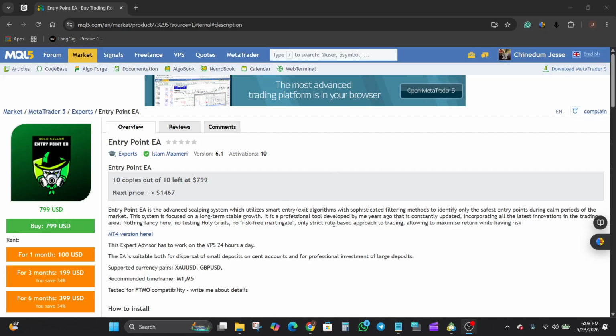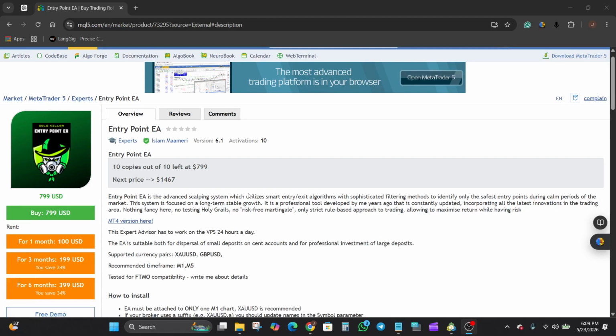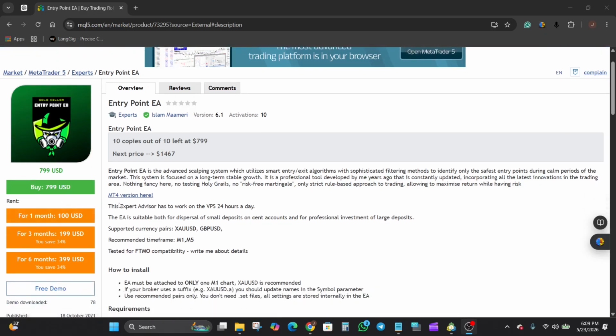Now jumping straight into this one, this is the entry point EA listed here on the MQL5 Marketplace, priced at 799 US dollars for the full purchase. I can also see rental options available: 1 month going for 100 US dollars, 3 months going for 199 US dollars, and 6 months going for 399 US dollars, which gives traders a bit more flexibility depending on how long they want to test it before committing fully.